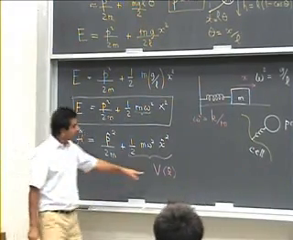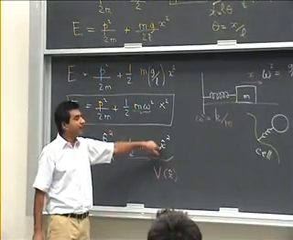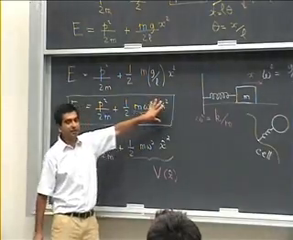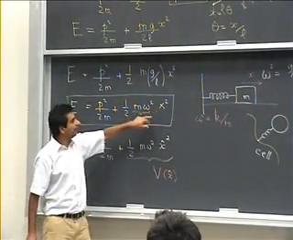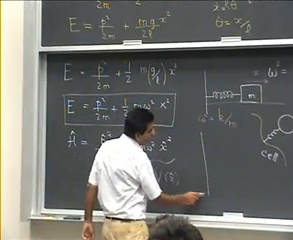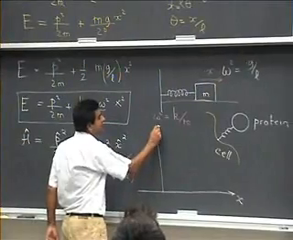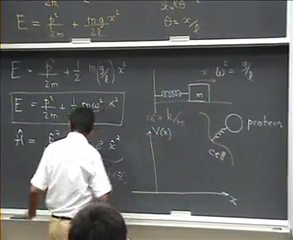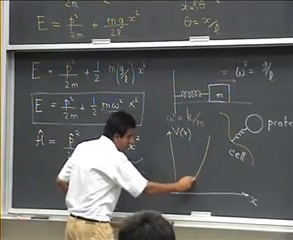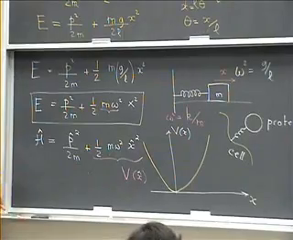However, here this potential energy function has a square dependence on the operator. If you take this to be the potential energy, it depends quadratically on x. So if I would like to plot it versus x, the potential energy is going to look like a parabola. It's proportional to x squared.